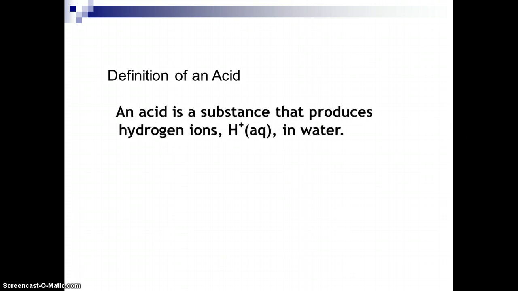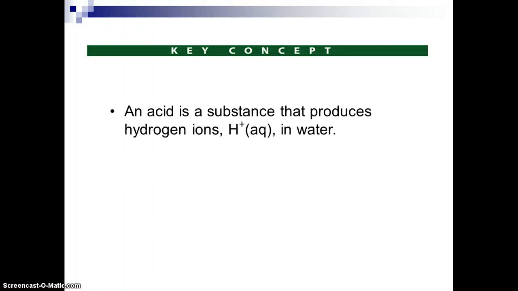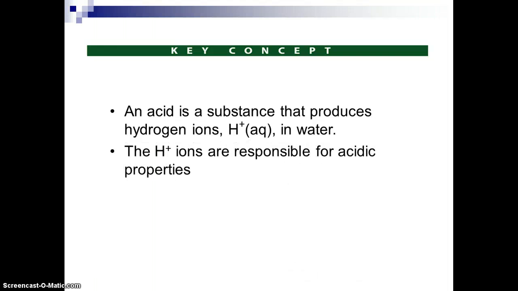So let's define what is an acid. An acid is any substance that produces hydrogen ions, H+, in water. Let's recap. An acid is a substance that produces hydrogen ions, H+(aq), in water. And it's the hydrogen ions that are responsible for all acidic properties observed.